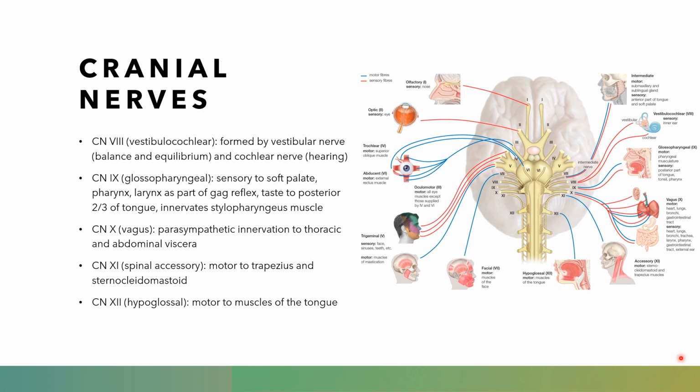Cranial nerve 10 is the vagus nerve. So it provides autonomic, motor, and sensory to the thoracic and abdominal viscera via parasympathetic innervation. Cranial nerve 11 is the spinal accessory nerve, which provides motor to the trapezius and the sternocleidomastoid. So it helps you shrug your shoulders and turn and bend your neck. Cranial nerve 12 is the hypoglossal nerve, which provides motor to the muscles of the tongue.